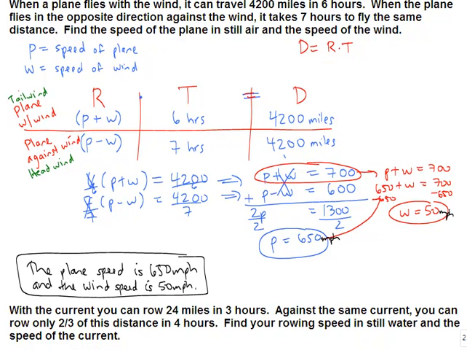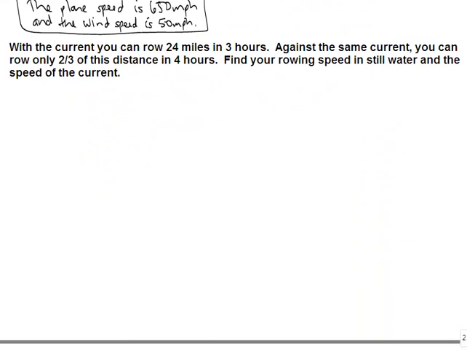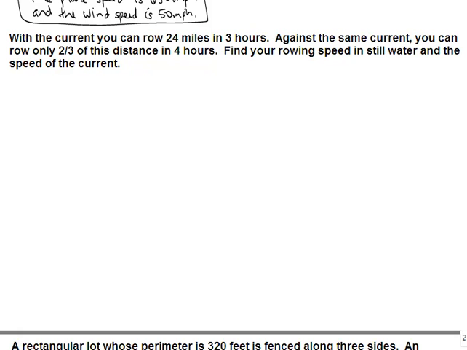Alright, we're going to try one more of those. Now this next problem is almost identical in how we're going to set it up. The only difference is instead of flying in a plane, now we're rowing in a boat. In this example, we are told that with the current, you can row 24 miles in 3 hours. Against the same current, you can row only 2/3 of this distance in 4 hours. Find your rowing speed in still water and the speed of the current.